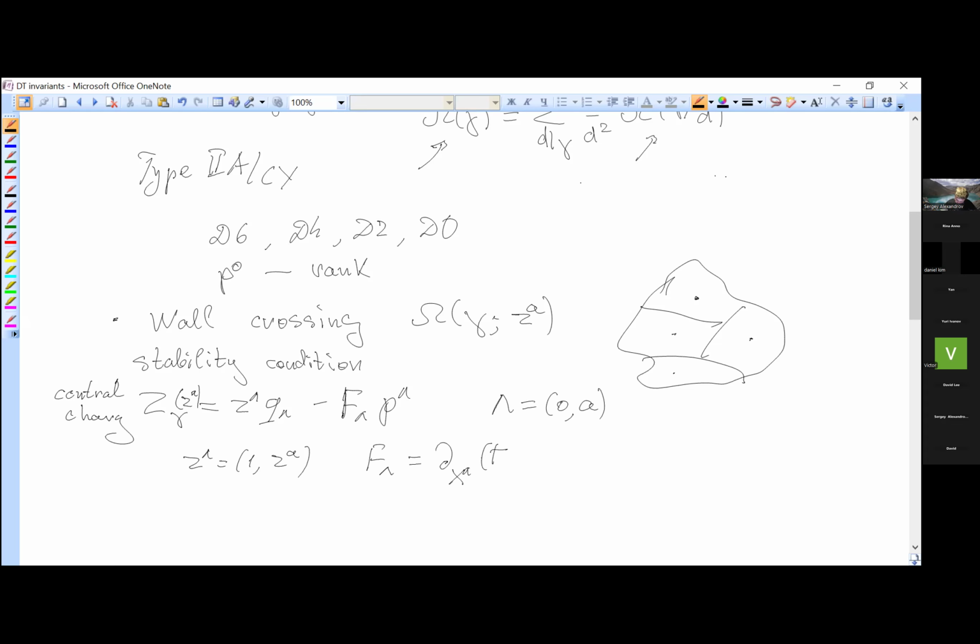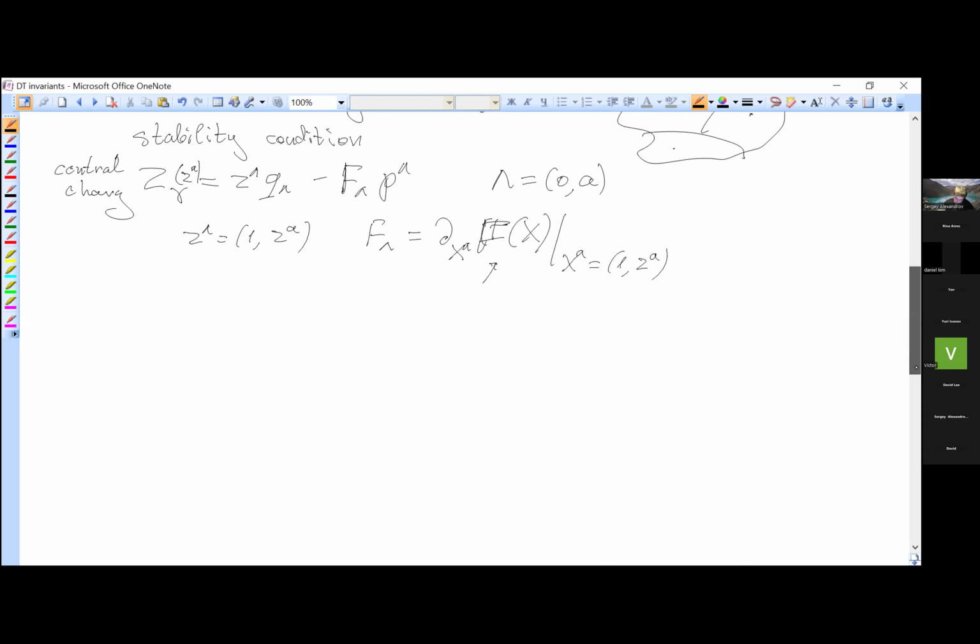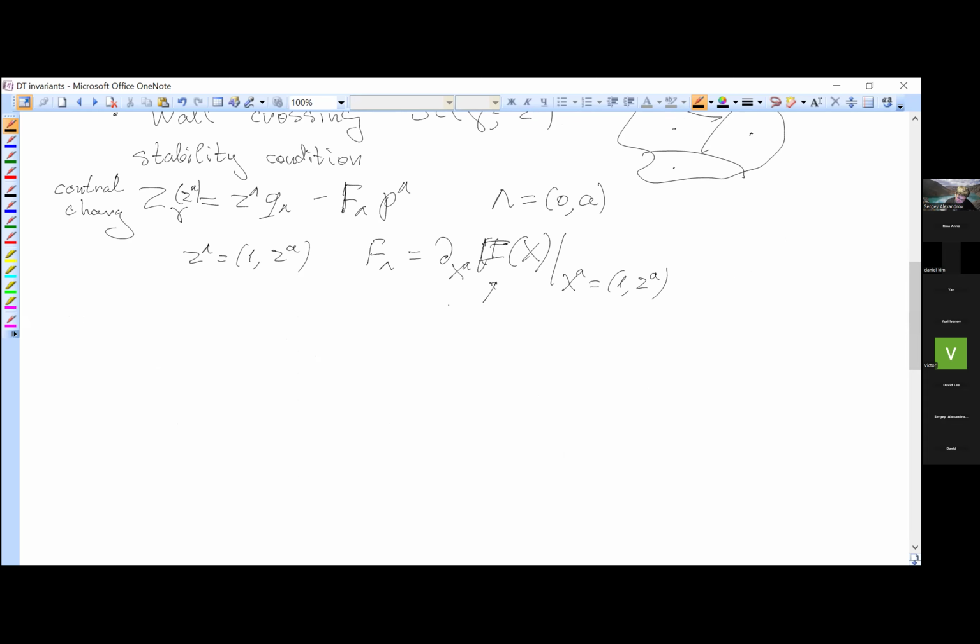holomorphic prepotential, which characterizes the moduli space of complexified Kähler structures of the Calabi-Yau. This is a holomorphic function, homogeneous of degree 2, and F_λ are then just derivatives of this function evaluated at these values of the parameters.